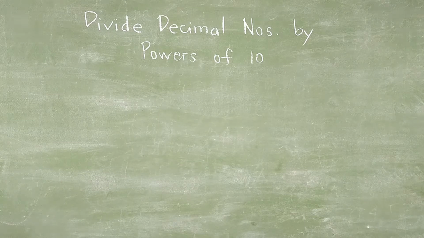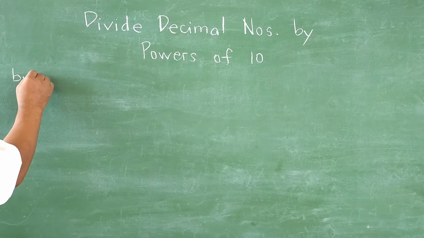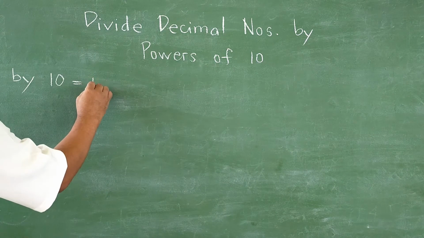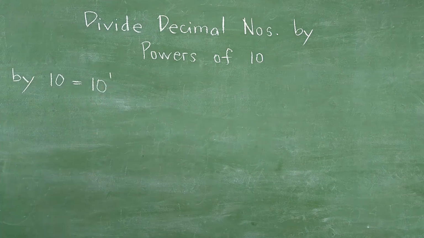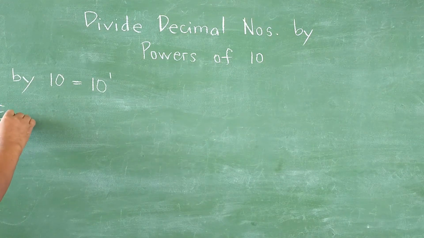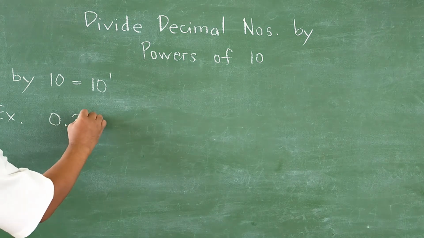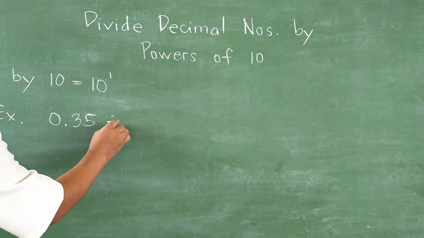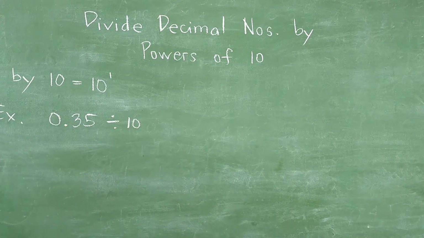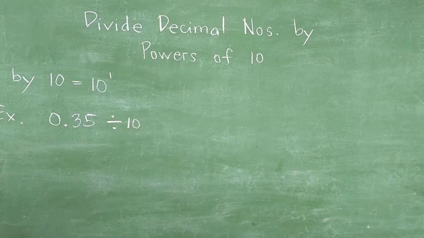So, let us have a sample. Suppose you are asked to divide a decimal number by 10. O, sabi nga natin kanina, by 10 to the 1 power. Okay? So, let's say, ang example natin ay 0.35. Okay? Divided by 10. So, what is 0.35 divided by 10? Or 35 hundredths divided by 10?